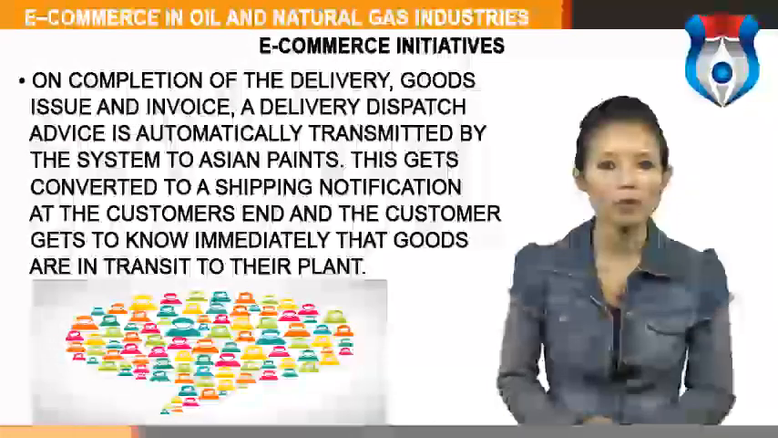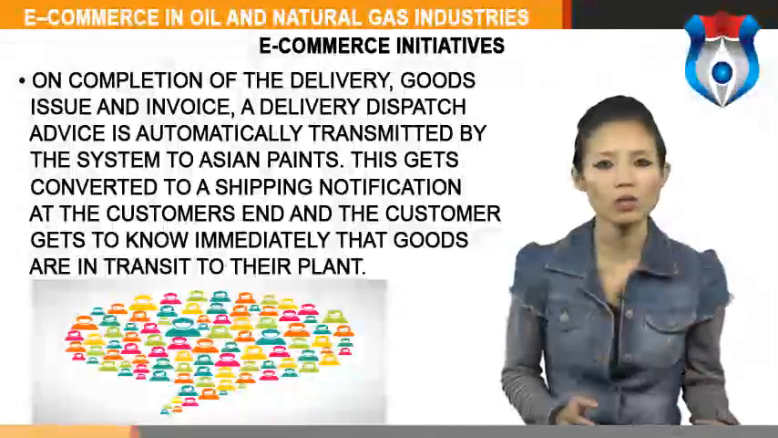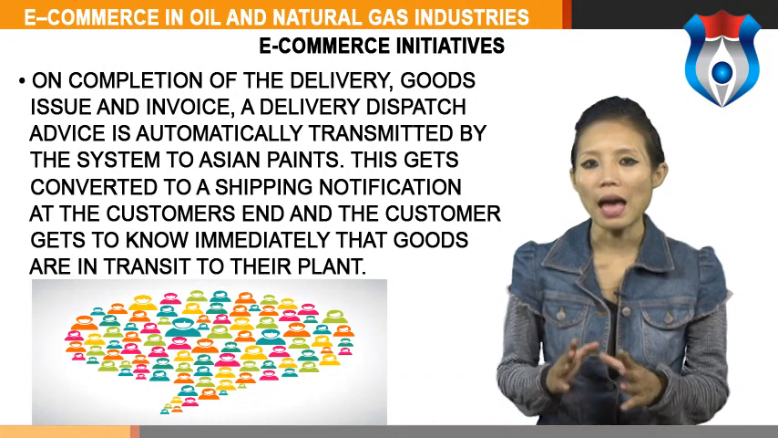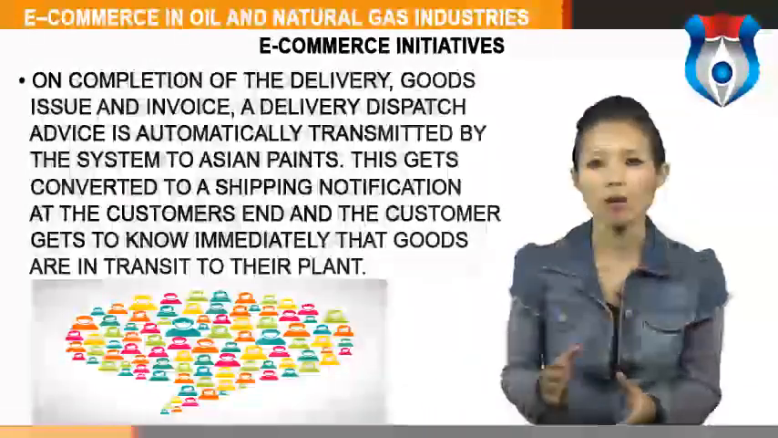On completion of the delivery, goods issue and invoice, a delivery dispatch advice is automatically transmitted by the system to Asian Paints. This gets converted to a shipping notification at the customer end, and the customer gets to know immediately that goods are in transit to their plant.